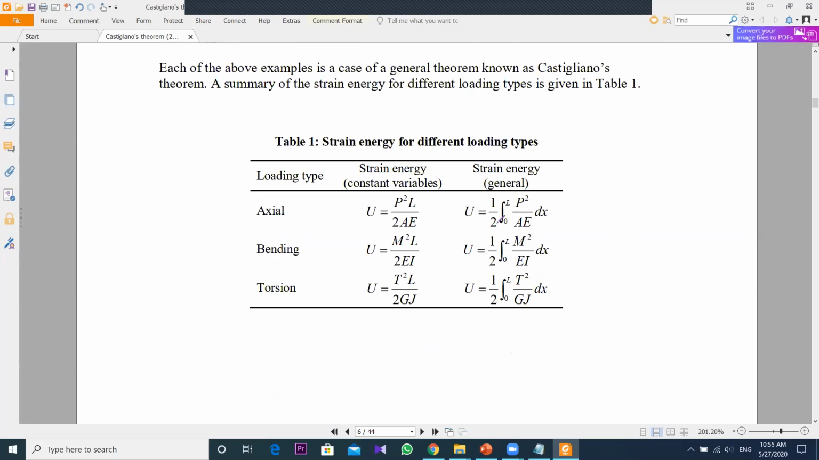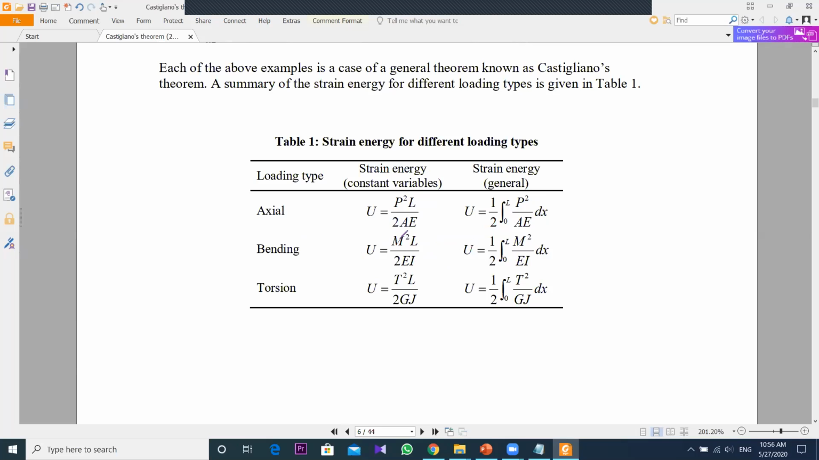So this is the table you can see in the presentation. I will move to the presentation. You can see here with axial load, the strain energy with constant variable. We already derived this equation. And if it is a general term, I mean, you can use this equation here as well. Then there is no limit. These are constant. So general thing. And bending condition. So this is the equation. If it is constant, this is the case.